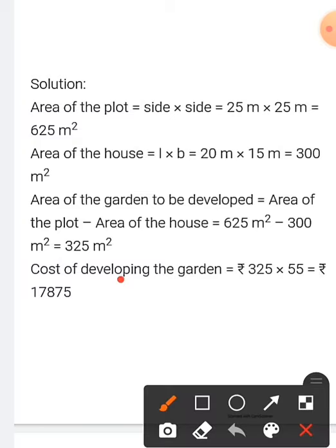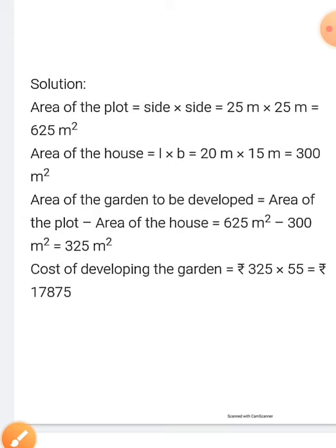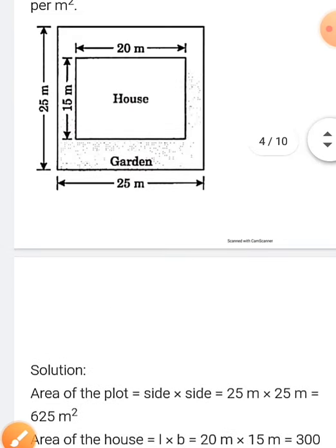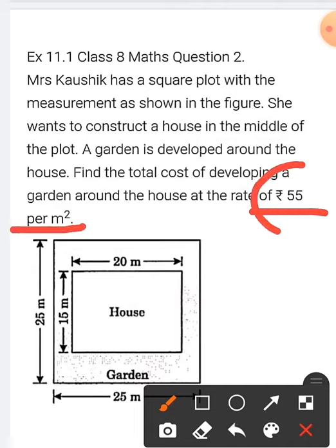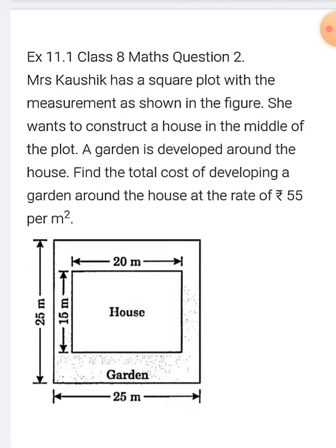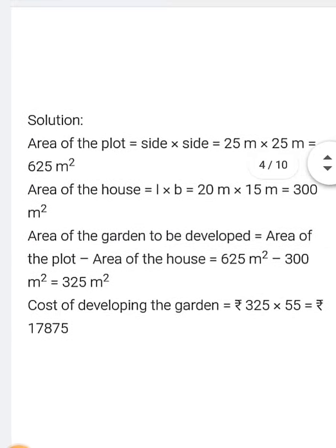So cost of developing the garden, in the question it is given that 1 meter square का जो cost है आपका, that is 55 rupees. तो ये जो आपका आ गया है, इसको हम 55 से multiply करेंगे. In the question already it is given, if you see the question, it is given that the rate is rupees 55 per meter square. So this is the charge of 1 meter square. So whatever answer we have got, we just need to multiply it with rupees 55.